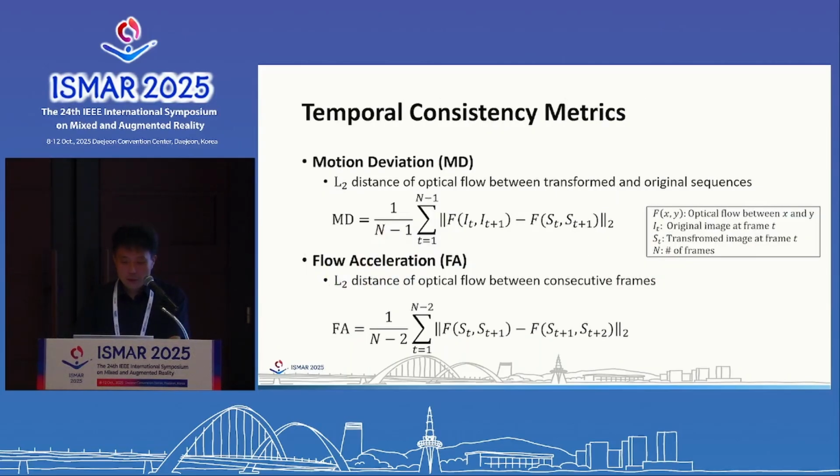To measure temporal consistency, we use two metrics based on optical flow. First, motion deviation measures how well the transformed video follows the motion patterns of the original input. Second, flow acceleration calculates the acceleration of the optical flow in the transformed sequence alone. The intuition is simple. Flickering causes rapid changes in flow direction and magnitude, resulting in high acceleration values.